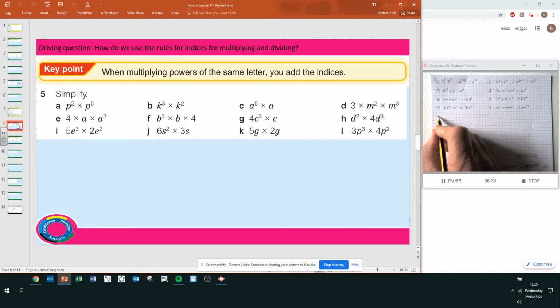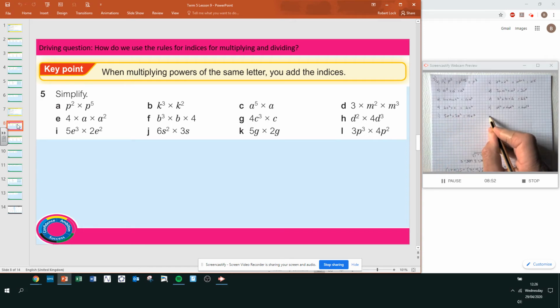I. 5e cubed times 2e squared. Now, the numbers here we can multiply. 5 times 2 is 10. And then we have 3 plus 2 is 5. 10e to the power of 5. J. 6s squared times 3s equals 6 times 3 is 18. s to the power 2 times s to the power 1. 1 plus 2 is 3. 18s to the power 3.